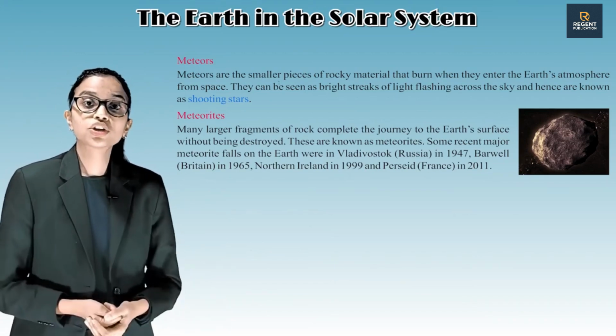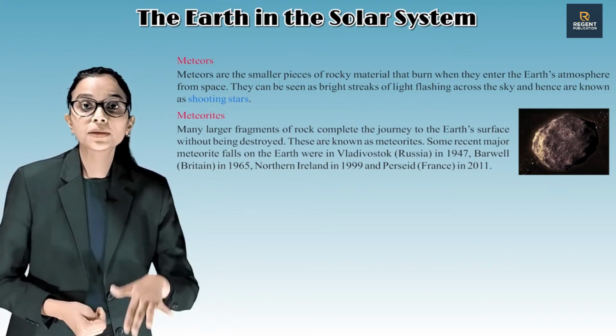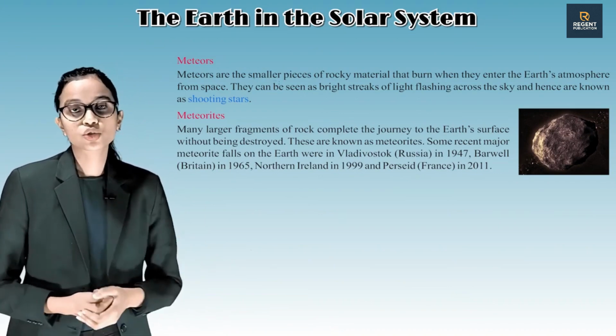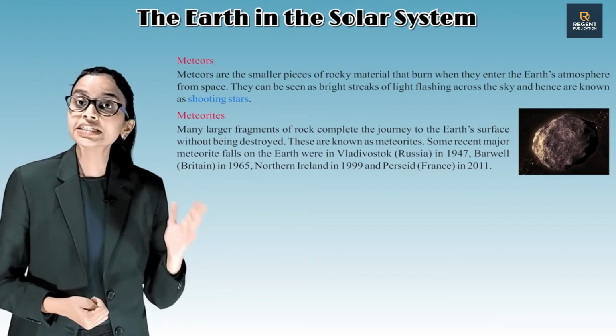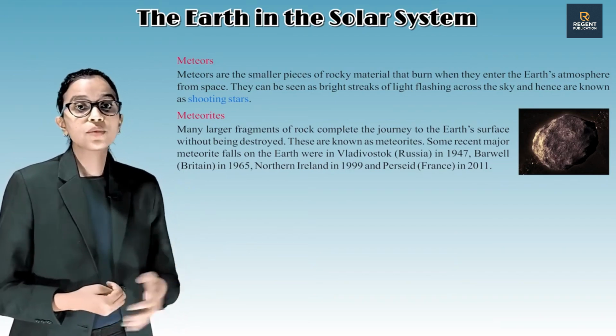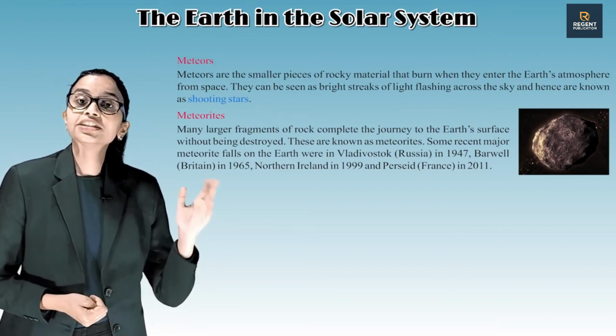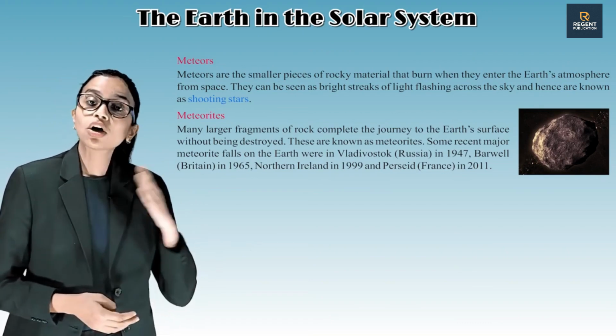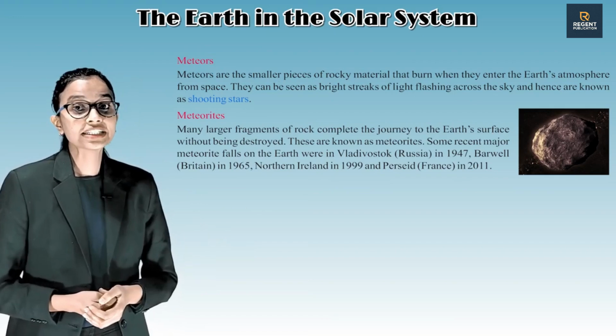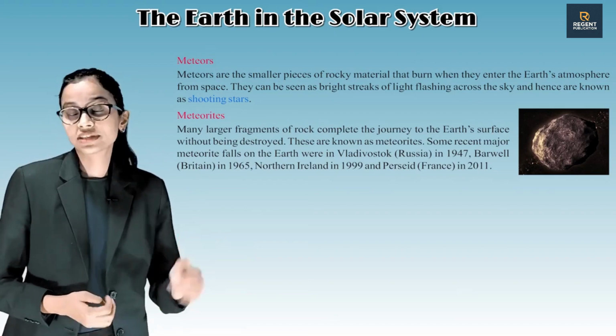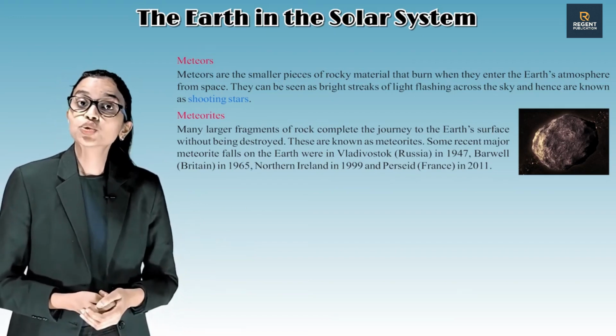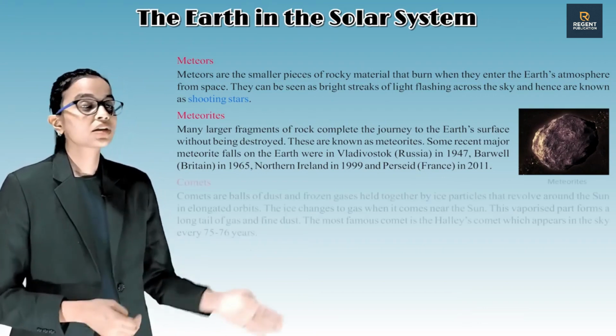Some recent major meteorites that fell on the Earth were in Vladivostok, Russia in 1947, Barwell, Britain in 1965, Northern Ireland in 1999 and Perseid, France in 2011.